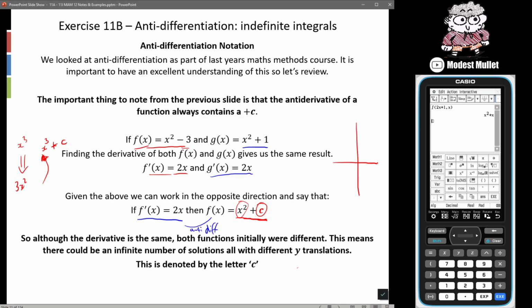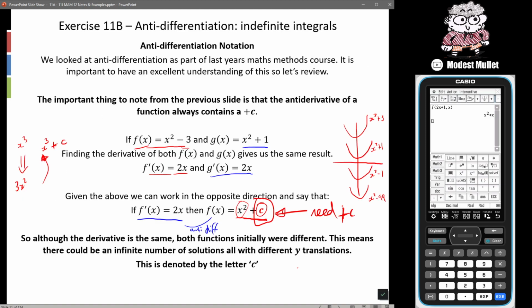Quickly, graphically, an example of this is that the graph of x squared plus 3 has the same derivative as x squared plus 1, has the same derivative as x squared minus 1, has the same derivative as x squared minus 99. All of those functions have the same derivative. So when we anti-differentiate, we have to say that any of them are possible, which is why we need plus c. You always need this plus c when you anti-differentiate.